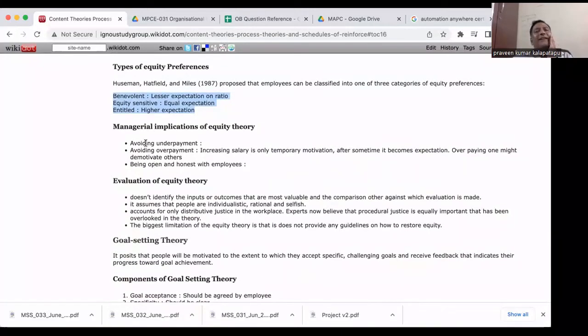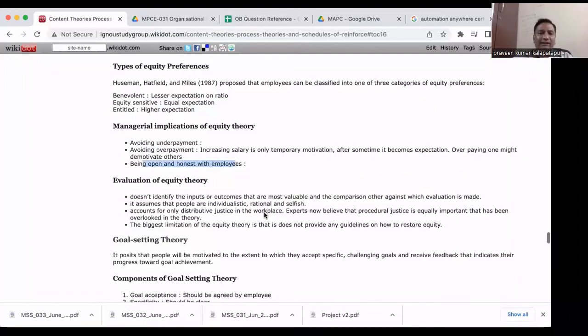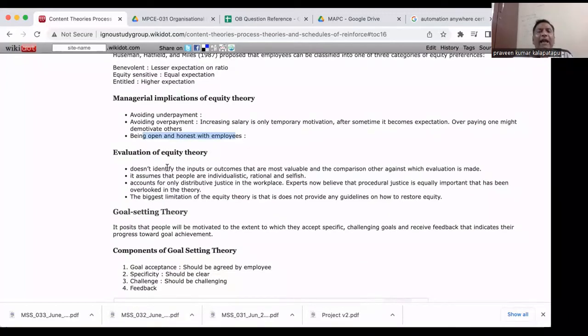Okay, managerial implication. Obviously, you need to be very cognizant about this particular equity process. You should not underpay. You should not overpay. If you overpay, then imagine that the other people would actually get to know at some point of time, and it is only temporary. Expectations are only going to increase over time. It is not going to decrease. So you should not overpay as well. You should be honest with your employees and open, to reduce these equity-related challenges. Okay. So this theory does not identify inputs and outcomes.